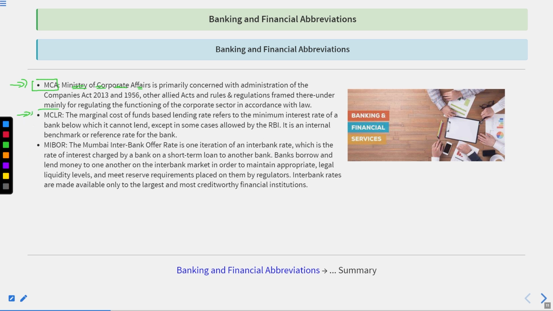MCLR, marginal cost of funds-based lending rate, refers to the minimum interest rate of a bank below which it cannot lend, except in some cases allowed by the Reserve Bank of India. It is an internal benchmark or reference rate for the bank.